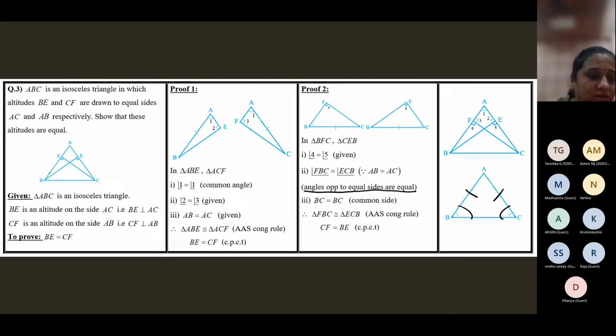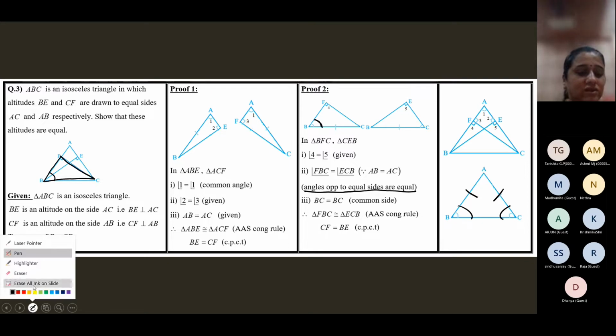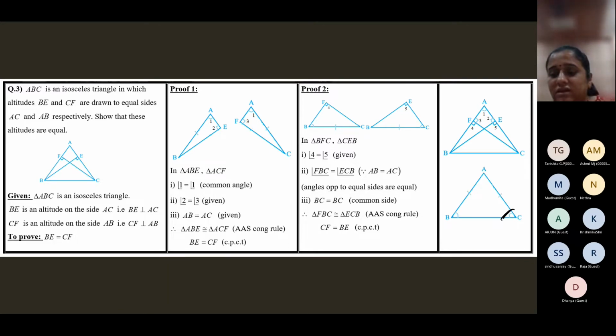Ma'am, where is angle B here? This full thing, and that will be in triangle FBC. See here, in triangle FBC, I've marked the B here. And where is this angle C? This angle C fully is here, and that will be in triangle EBC. This one, this one. So this is angle B. It's not this one and this one, children. It's this one. This is the whole of angle B. This is the whole of angle C.